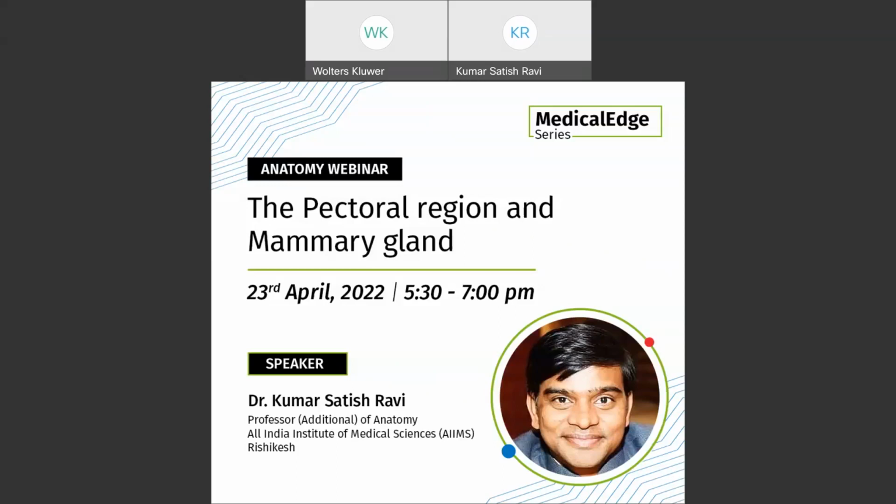The skin will become orange, right? So that is called peau d'orange, and that is one of the signs of breast carcinoma. In that, you will find that there will be dimpling of the breast. There will be formation of the dimple, and because of that, the skin becomes orange, and that sign we call peau d'orange.